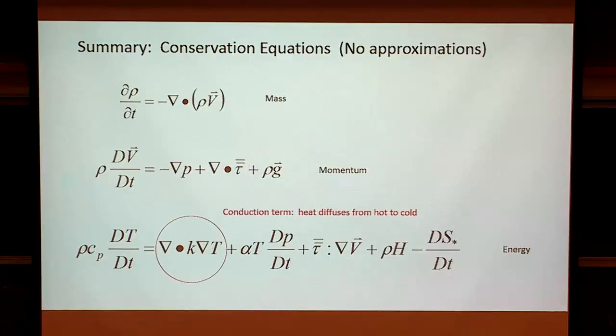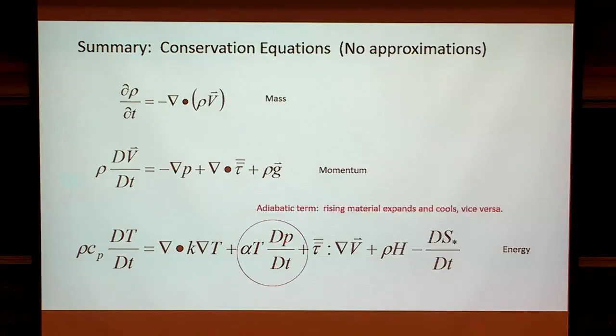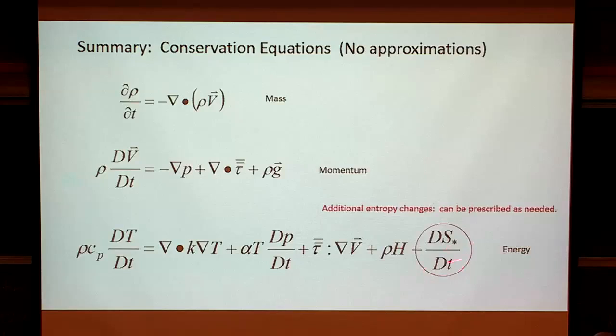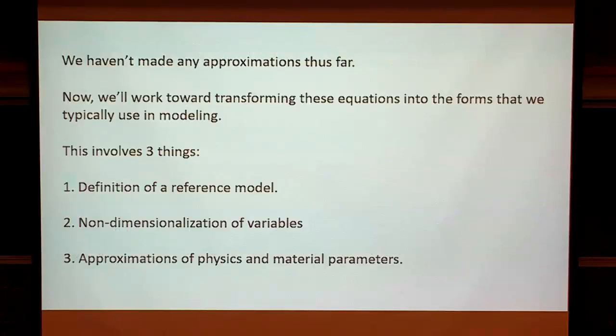Okay, this energy equation here, this is the conduction term. This essentially controls the diffusion of heat from hot to cold. This is the adiabatic term that I already mentioned. This is the viscous dissipation term, so the frictional heating. And this is the heat production term. And again, we can pull out any additional physics, anything that changes the entropy, we can pull that out as we need to. Okay, so we haven't made any approximations yet.